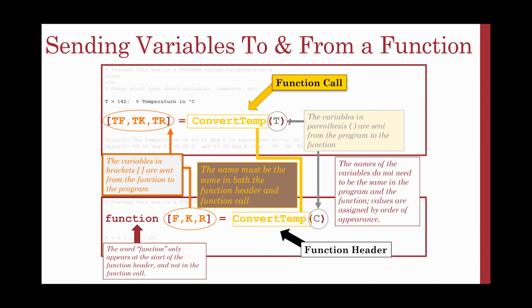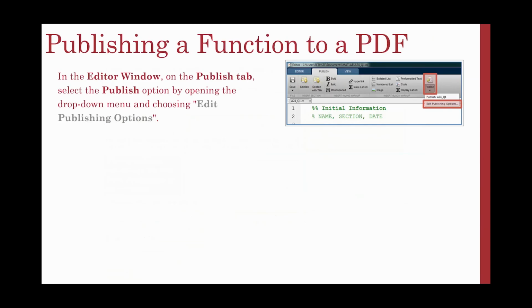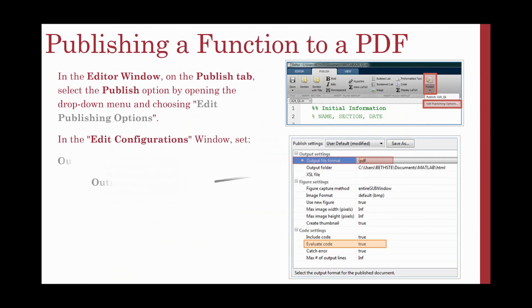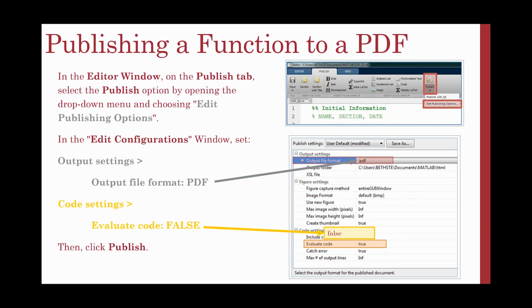The names of the variables, again, do not need to be the same. They are determined by their order, so by the order they are defined in your function header. Again, if we want to publish to PDF, you need to be careful because you can't evaluate a function before you publish it, so you must make sure the evaluate is set to false.